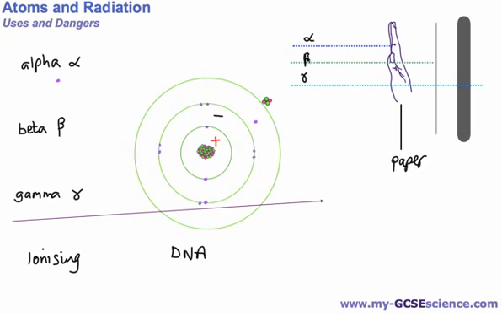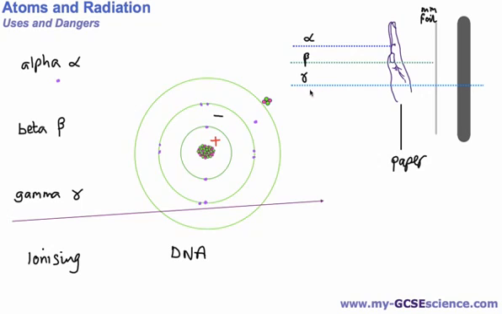In terms of beta particles, well, they can travel straight through paper, they can travel straight through your hand. They will require a couple of millimeters of foil to stop them, and that will be enough to stop them, but they will get through hand and paper.